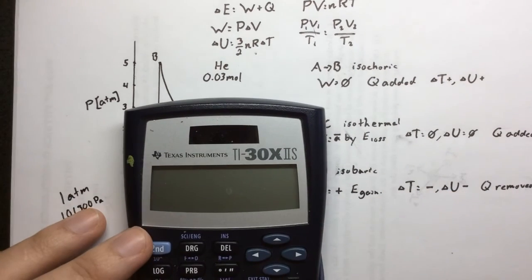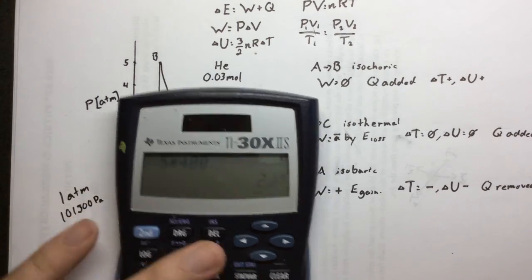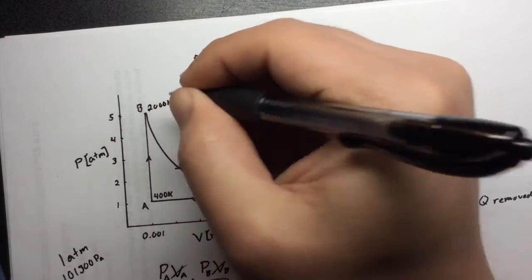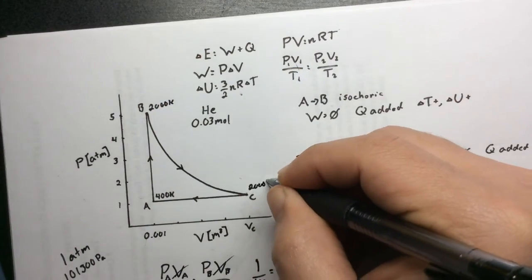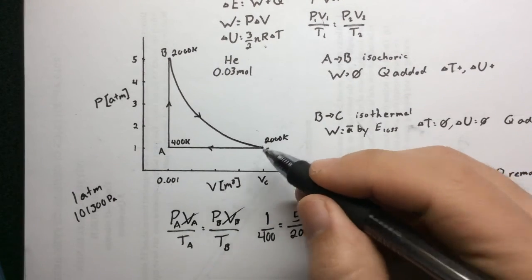Just to double check, because sometimes our math is screwy. 5 times 400, 2,000. So we have 2,000 up here. Kelvin, that means that it's going to be 2,000 Kelvin down here due to isothermal. And now we can actually find the volume here.